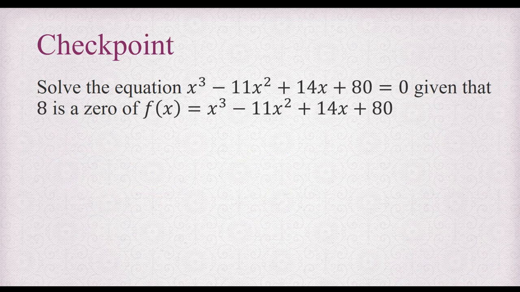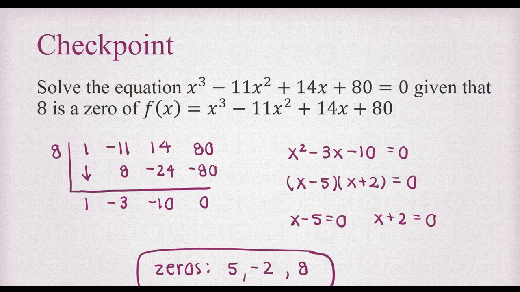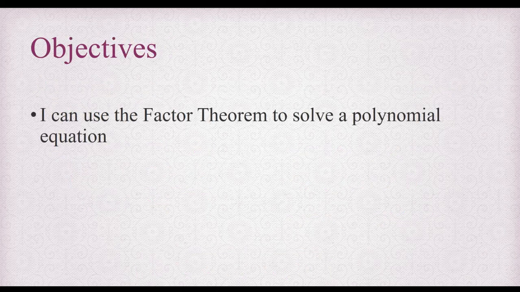All right, I would suggest that you pause the video and try this checkpoint problem. Okay, so remember, don't change the sign because they gave us the 0. Doing synthetic division, we got our remainder of 0, which is what we should have. I then have x squared minus 3x minus 10, which I could definitely factor to get my other 2 zeros, 3 zeros in total because we have degree 3. So 5, -2, and 8. So that's us using the factor theorem to solve polynomial equations.